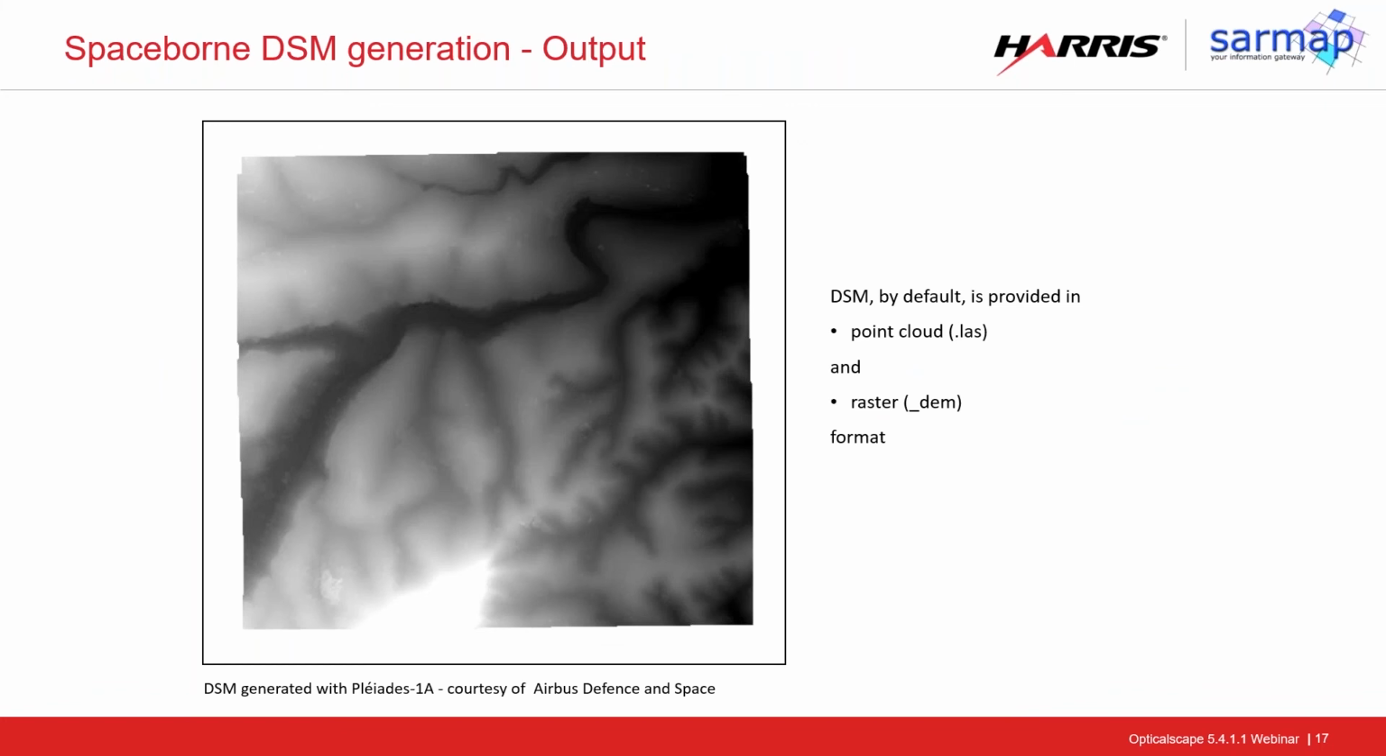This is a Pleiades 1A tri-stereo dataset. The output you see here is a raster, which is provided by default by the software, and also there is a point cloud, which is in both LAS format, which can be opened by the LiDAR module of ENVI, and also a shapefile, which can be opened by pretty much any GIS around.